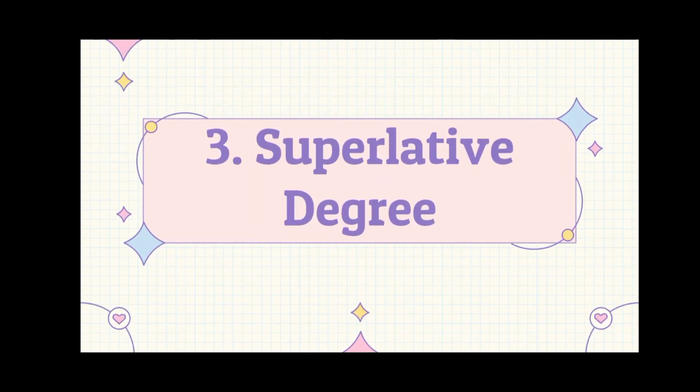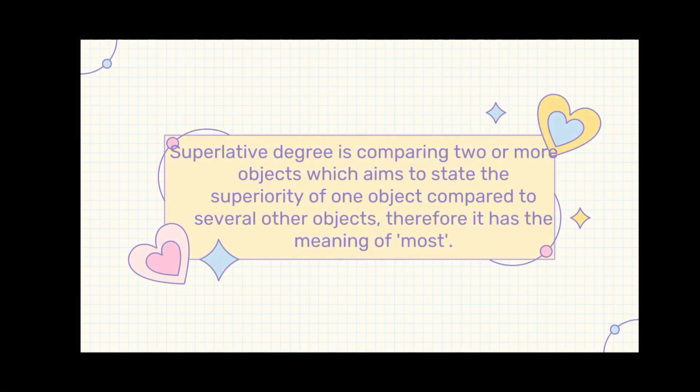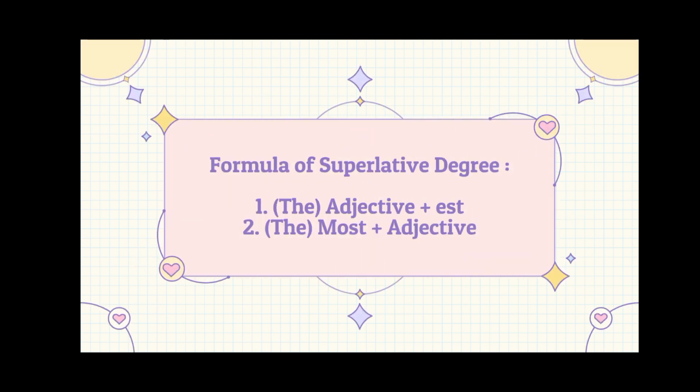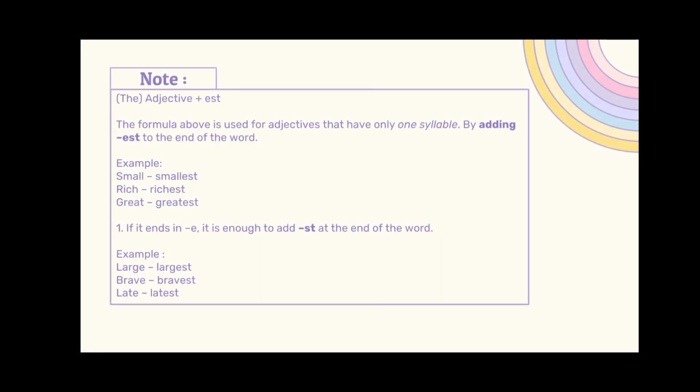3. Superlative degree. Superlative degree is comparing two or more objects which aim to state the superiority of one object compared to several other objects. Therefore, it has the meaning of most. Formula of superlative degree divided into two. 1. The adjective plus est. 2. The most plus adjective.